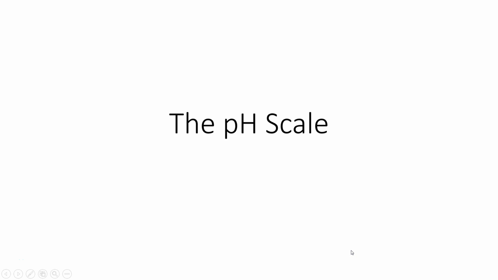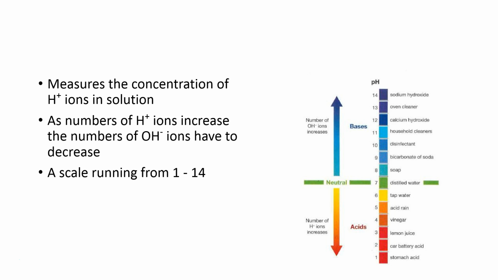To be able to talk about acids and bases, we have to be able to use the pH scale. So let's talk a little bit about what the pH scale is. The pH scale measures the concentration of hydrogen ions in solution. Now, as the number of hydrogen ions increases, the number of hydroxide ions will have to decrease.